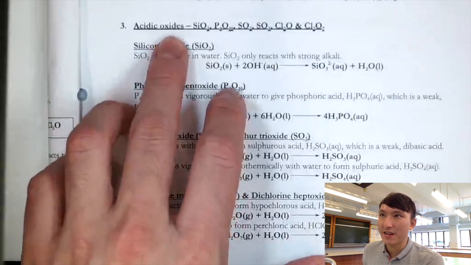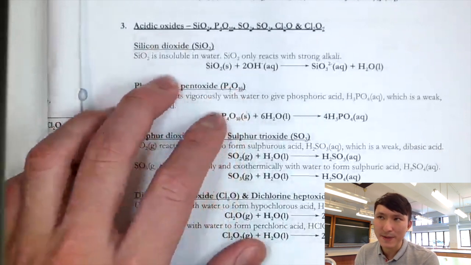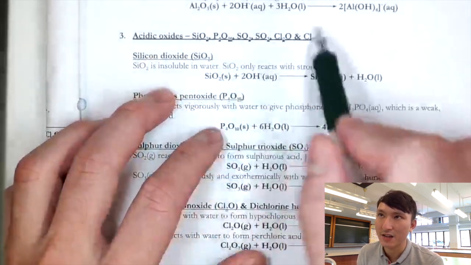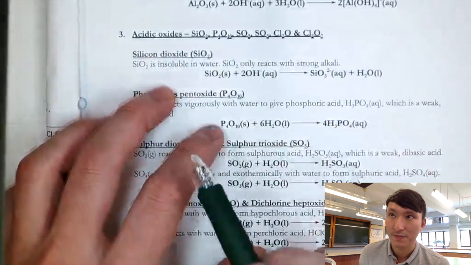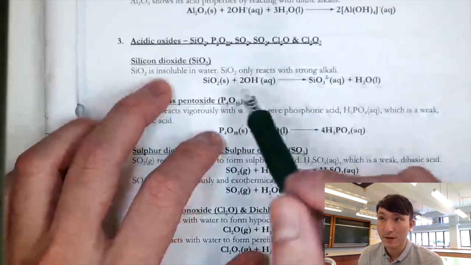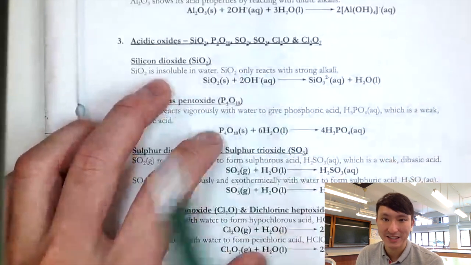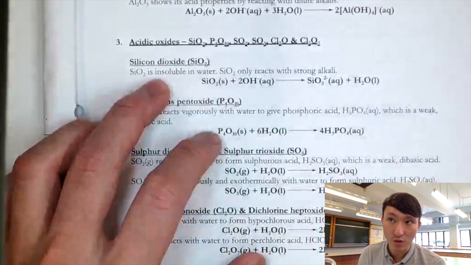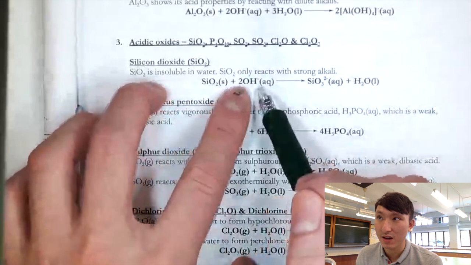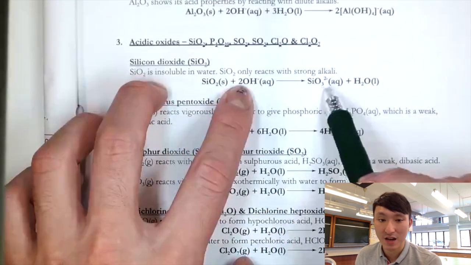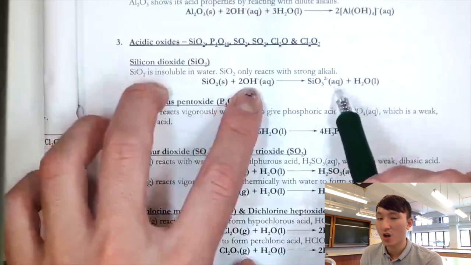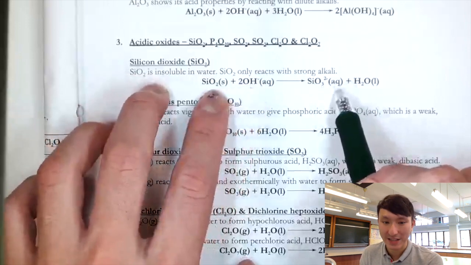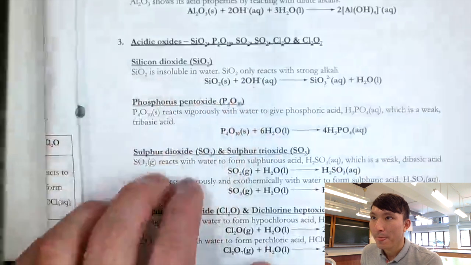Alright, the third part here is acidic oxide. Now this part is a little bit complicated because we have so many kinds of acidic oxide, and different oxides form different acids when dissolved in water. First of all, let's talk about silicon dioxide. Like I said, it is acidic, but it is insoluble in water. It can react with strong alkaline to form a silicate ion, okay, which is soluble in water, and that's why strong alkaline will damage a glass made of silicon dioxide.